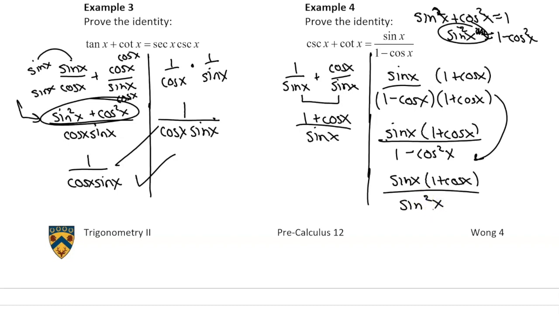So if I have a sine x that's been factored out on the numerator and I have a sine squared x on the bottom, they can reduce with each other. The sine x on top will reduce with one of the sine x's on the bottom, and I would get 1 plus cos x over sine x, and these two would be exactly the same. So we've balanced them right there. Okay, so that's applying the conjugate, which is something that was a little bit new.